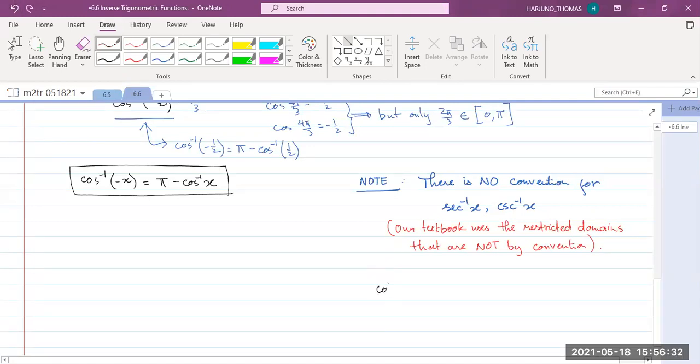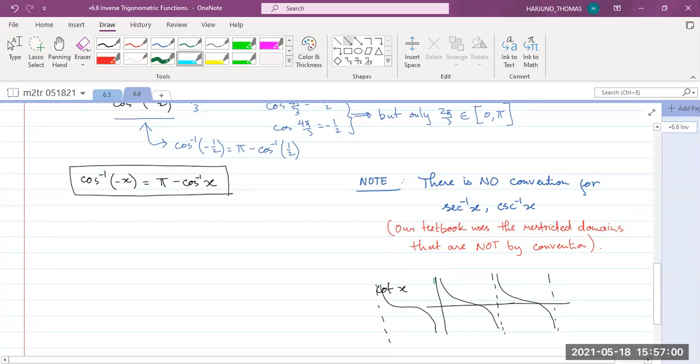For cotangent x, the graph looks like this. This is the graph of cotangent. Okay, it's periodic. Now they choose this window, from 0 to pi. That's the window they choose, not including 0, not including pi.